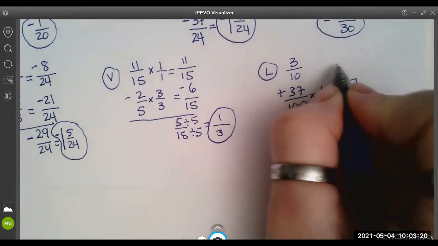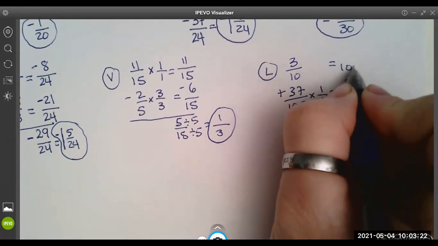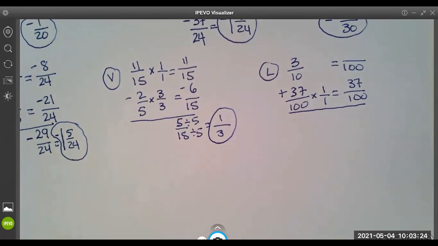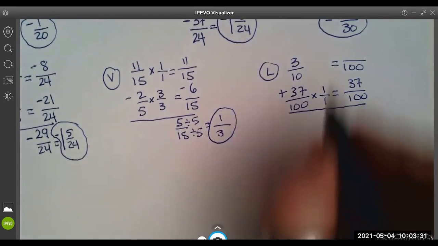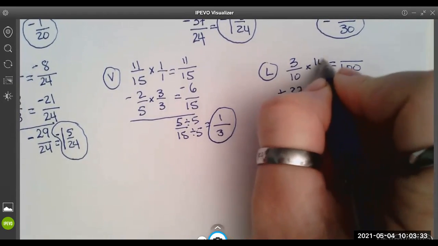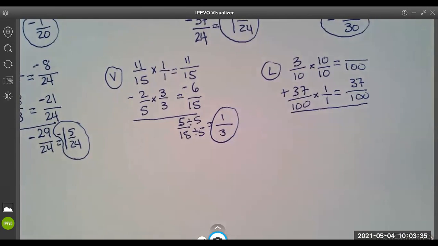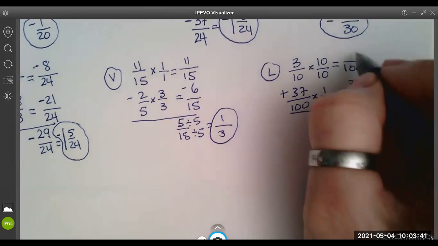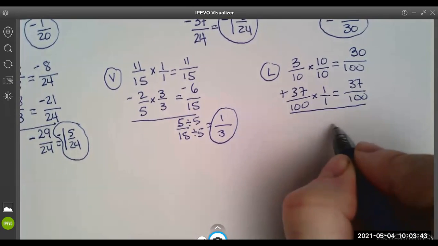What am I multiplying the top fraction by to make the bottom into 100? Remember, think about the whole fraction. What are we dividing the whole fraction by? Yep, 10 over 10. So what's my new top fraction? 30. Okay, are these the same sign?